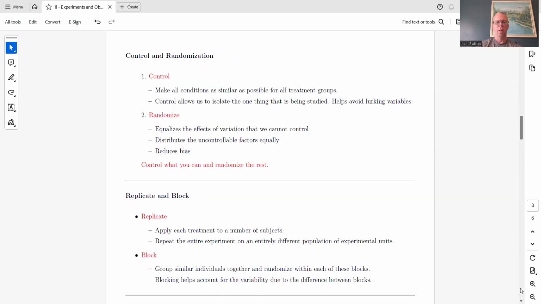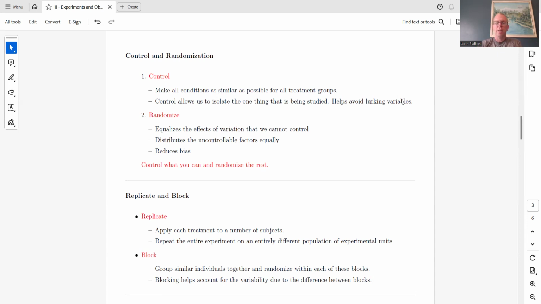All right, so moving on, control and randomization. So control, we want to make all conditions as similar as possible for all of the treatment groups. Control allows us to isolate the one thing that is being studied, helps avoid lurking variables. So anything that you can't control, you should. And essentially, you want the only difference between each treatment group to be whatever it is that you're measuring. So the musical instrument and the hours of sleep in this case.